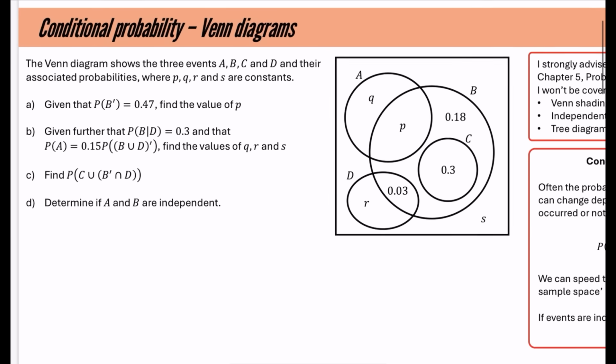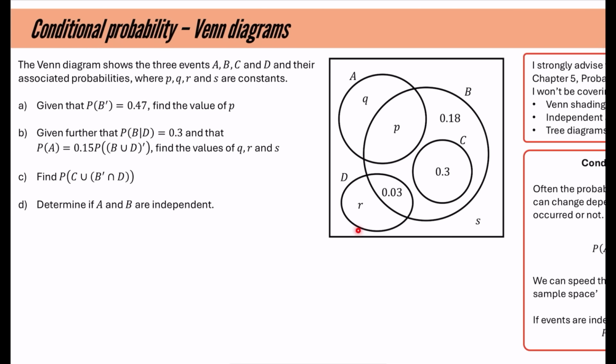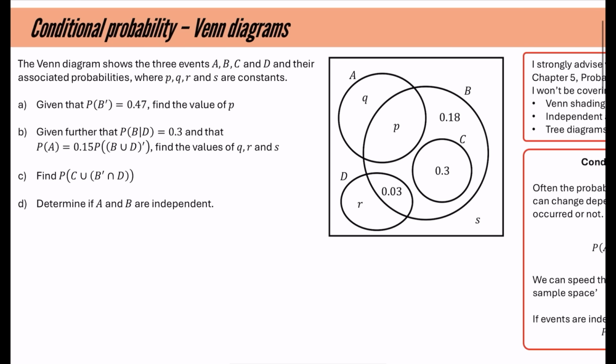You'll often find Venn diagrams can look quite complex in year 2. This time it says 3 events, which is a terrible sign of Mr Bison not being able to even count. This obviously shows 4 events, A, B, C, and D. I'll change that in the PDF. Their associated probabilities are P, Q, R, and S, which are constants.